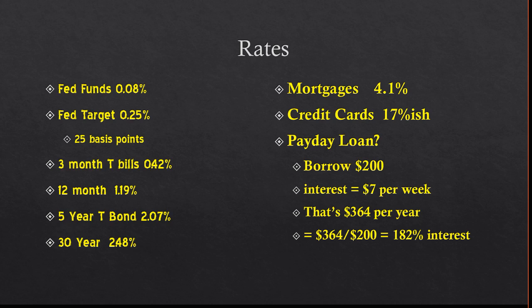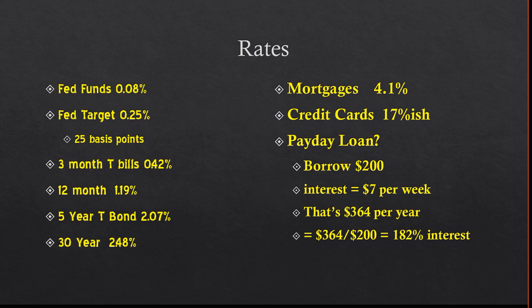economy. When we talk about these interest rates, we talk about something called basis points. 1% is 100 basis points. So you might say the Fed target interest rate isn't 0.25%. You might say it's 25 basis points. Or you might say the Fed is going to raise it by 25 basis points.